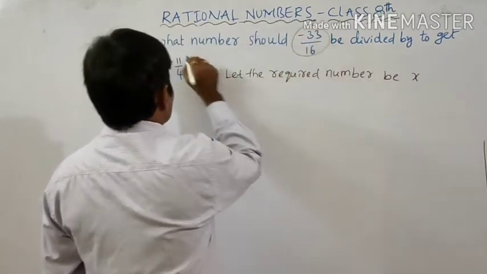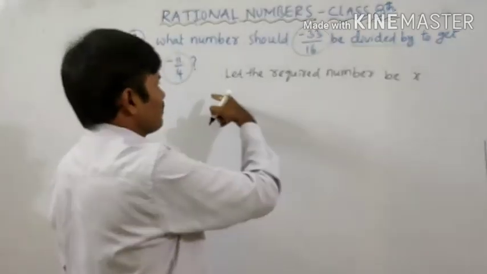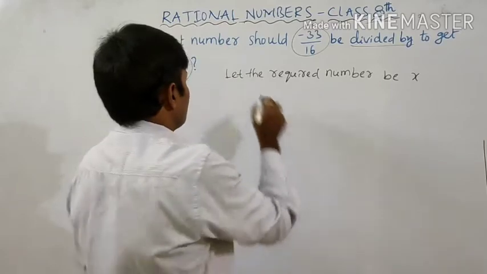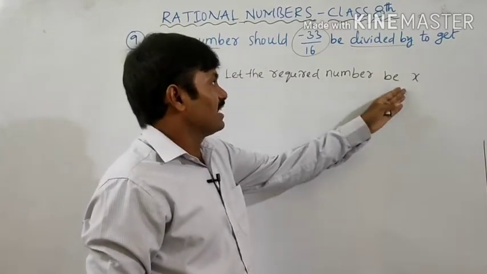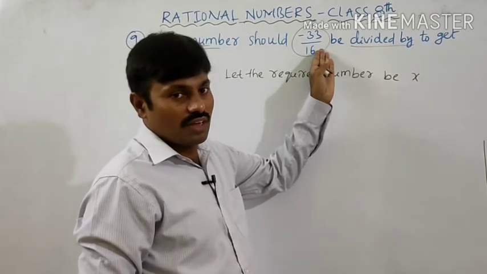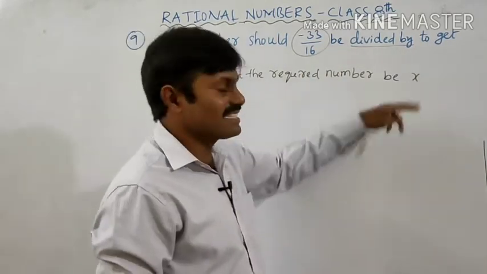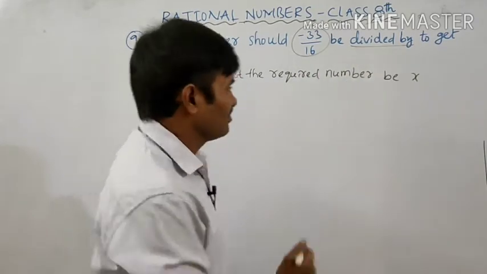So these are the given two numbers and they are asked to divide it by some number to get this number. It is divided by some number. The number is x. That means here x is dividing this number. After then we get minus 11 by 4. That means here x is the divisor. It is the dividend.